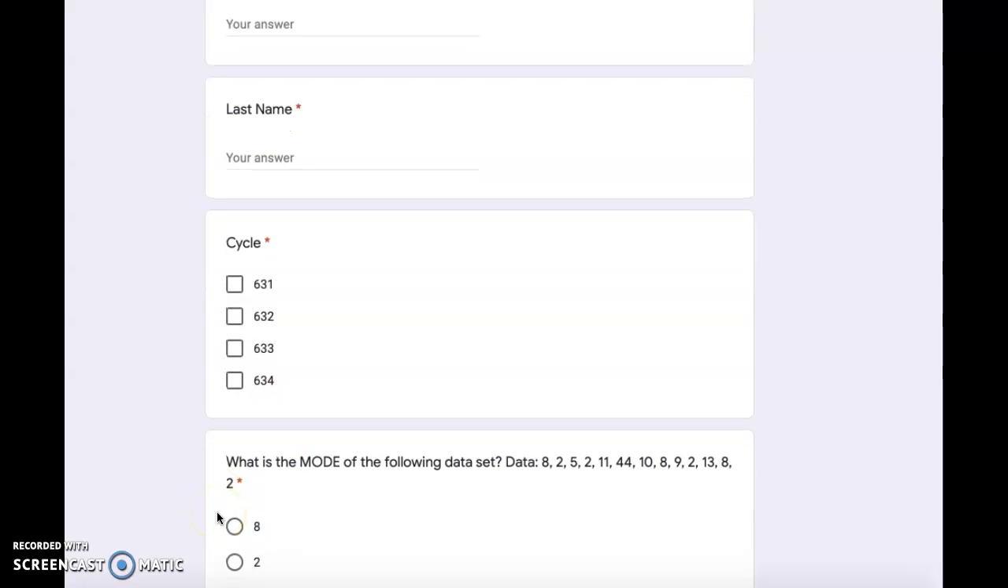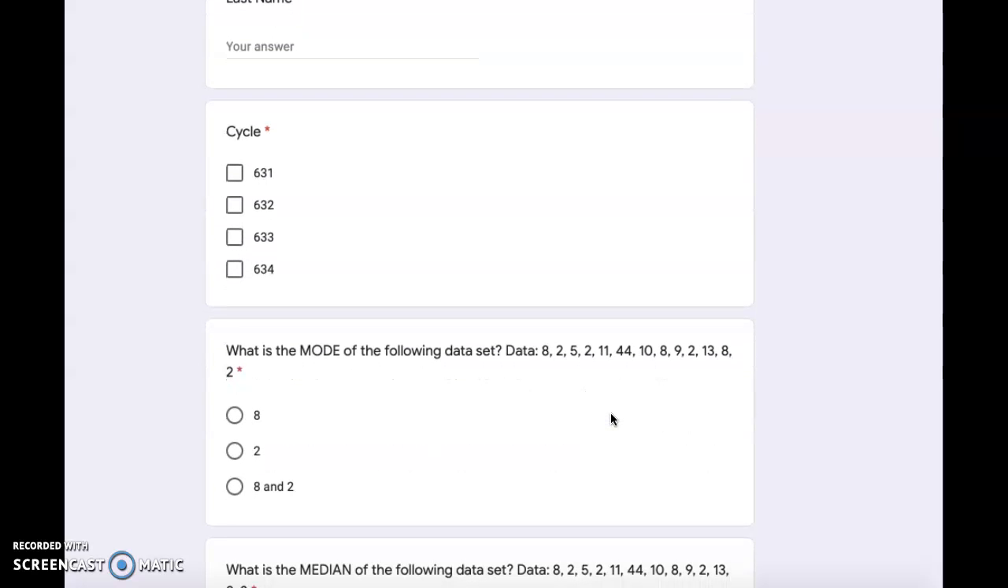Number 1, what is the mode of the following data set? Remember, mode is the number that appears the most. So the data is 8, 2, 5, 2, 11, 44, 10, 8, 9, 2, 13, 8, 2. Is it 8, 2, or 8 and 2?